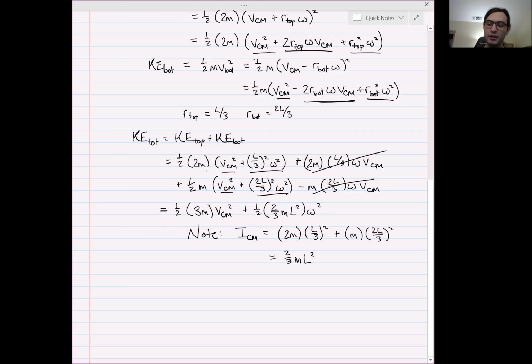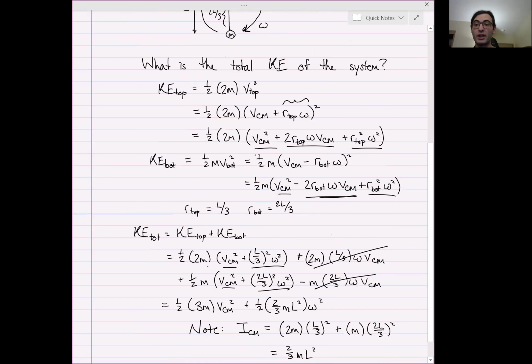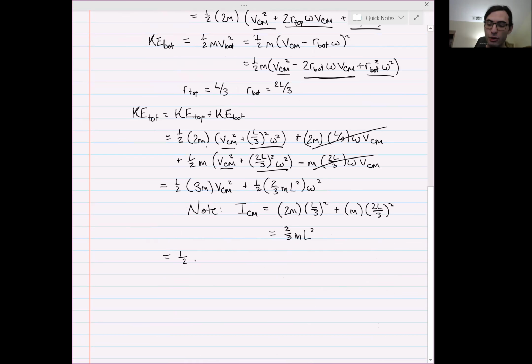So what we find is that the total kinetic energy of the system, just by finding the translational speeds, which incorporate some rotation, and then writing out the standard kinetic energy, is equal to 1/2 times the total mass, because the total mass of the system is 2m plus 1m, times vcm squared, plus 1/2 times the moment of inertia about the center of mass times omega squared.